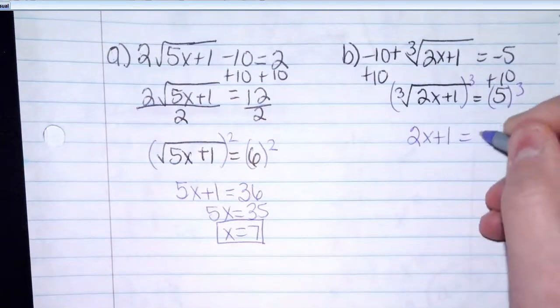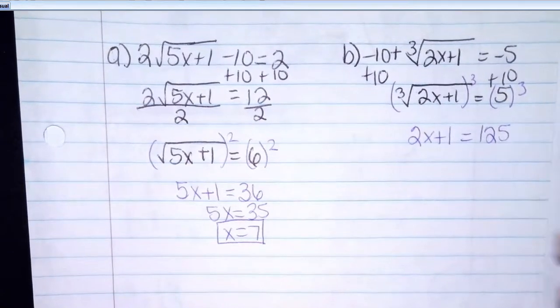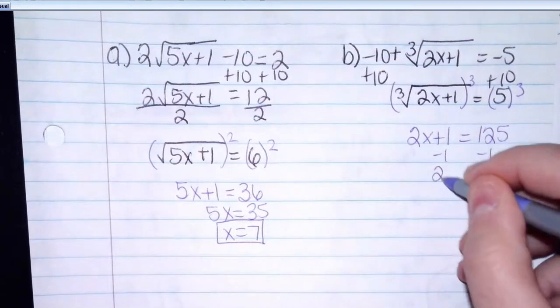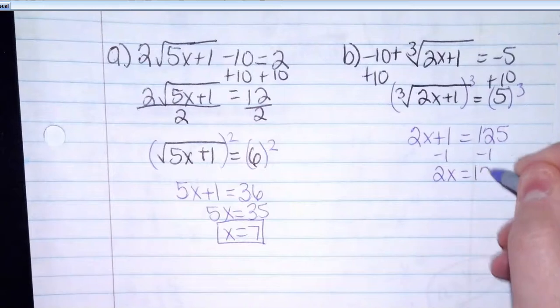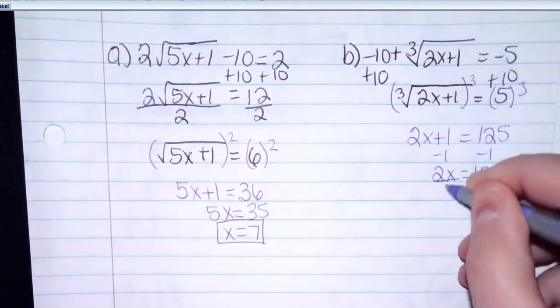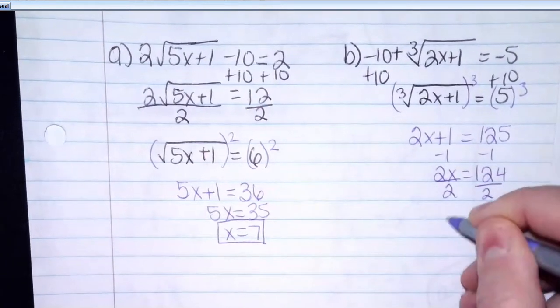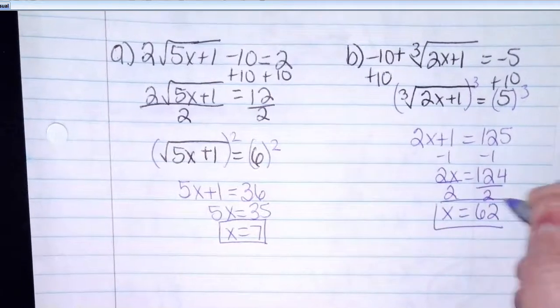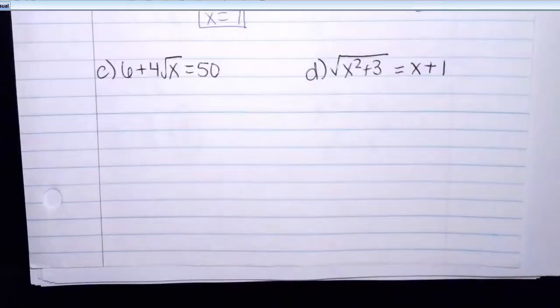5 to the third power is 125, and then we're just solving an equation from there. I'm going to subtract 1 from both sides. I'm going to get 2x is equal to 124. Divide by 2, and we should get 62 as our answer there.